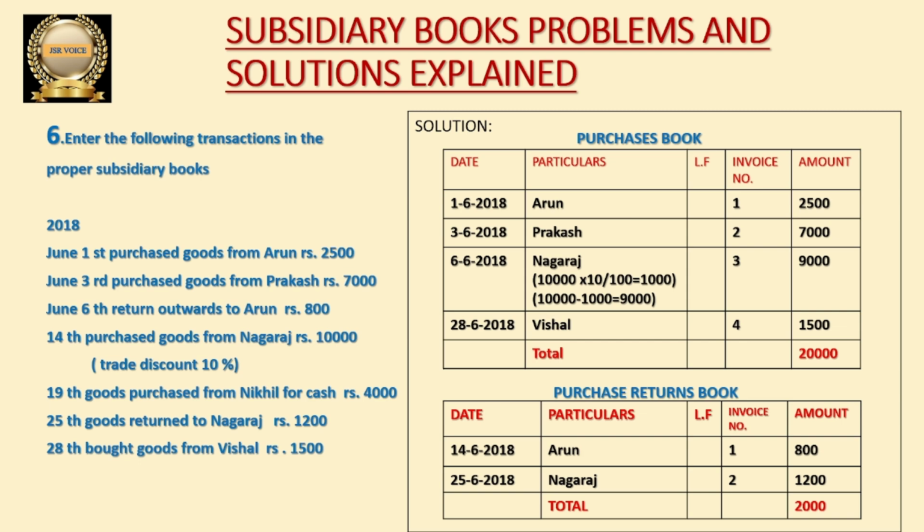If you go through the remaining transactions, 14th, 19th, 25th, 28th, in all those there are purchases and purchase returns only, and we don't have other types of transactions. So we need to prepare 2 books here, the purchases book and the purchase returns book. That is why on the right side I have drawn columns for 2 books. You can see that. You already know the format of those 2 books, and here I recorded that.